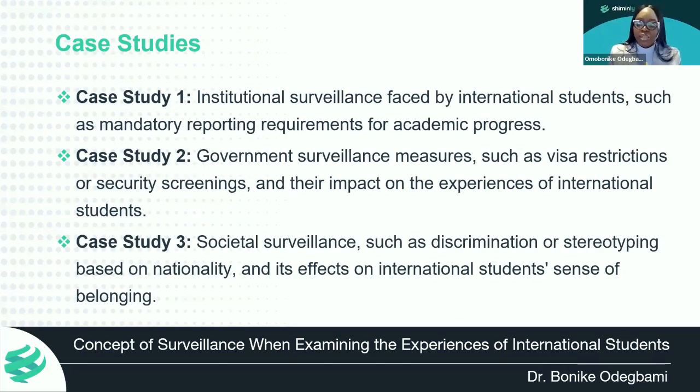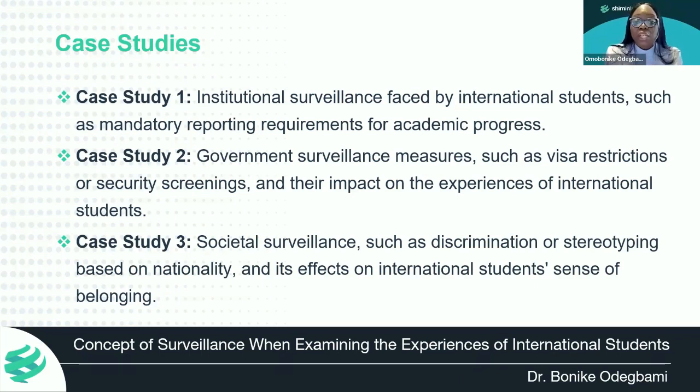So we have a case study. Let's look at institutional surveillance as faced by international students, such as mandatory reporting requirements for academic progress. In the US, we have a system called SEVIS. And in SEVIS, we have to enter information about all international students that are on our campus. So this surveillance targets international students. It's like tracking and monitoring their visa status and attendance as part of maintaining their legal status in the US.